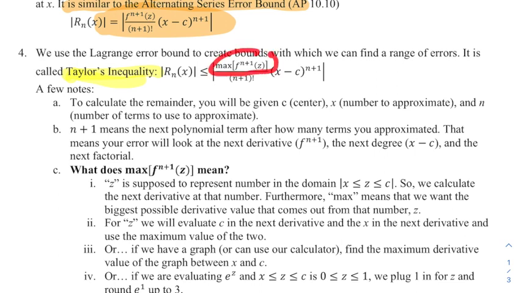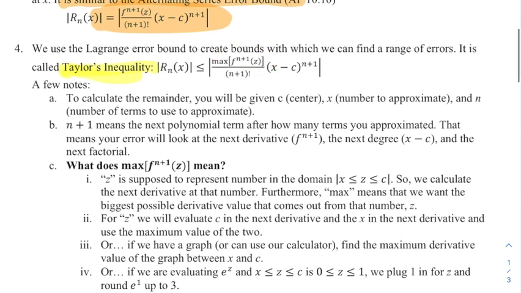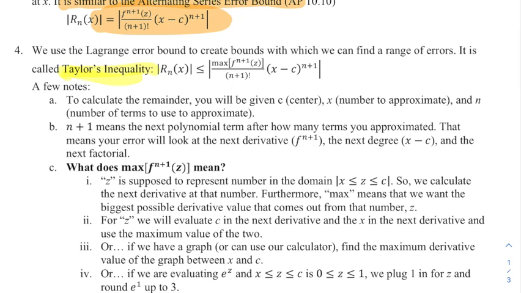Now, the trickiest thing will be, what does this max of f to the n plus 1 of z mean? And we'll attack that here in just a second. Let's read through these notes here. Letter A. To calculate the remainder, you'll be given a center. So you'll be given a c, a number that you're centering around, or you're told it's Maclaurin, and that would be 0. You're given an x, so they're wanting you to approximate to this number, like at x equals 0.1 or 0.2 or 1.3.